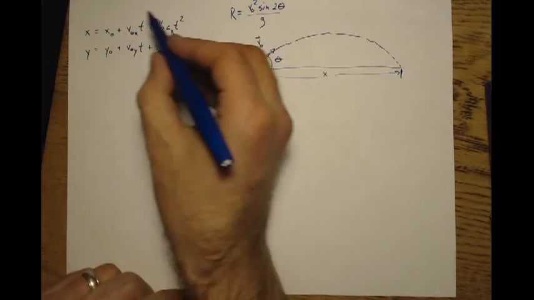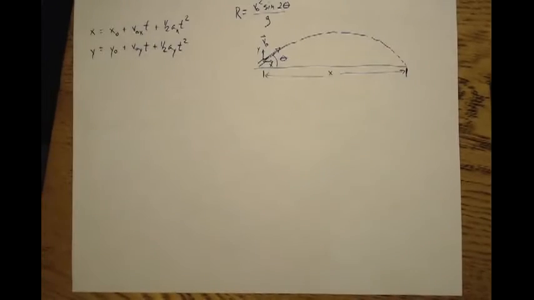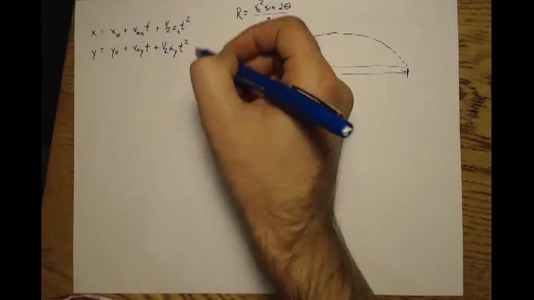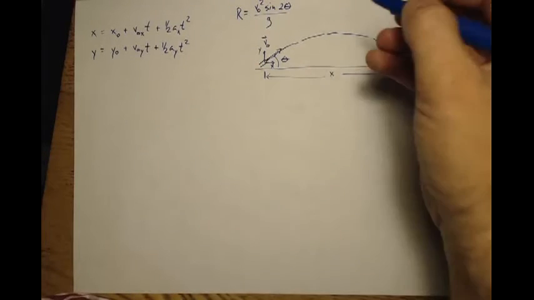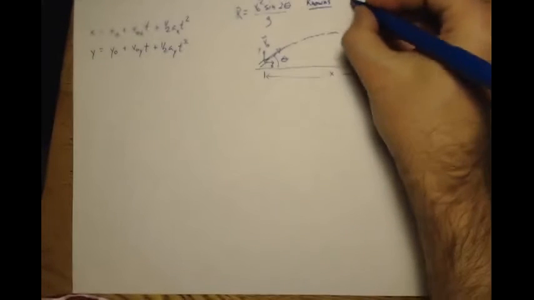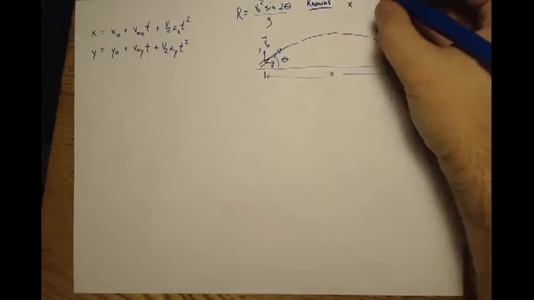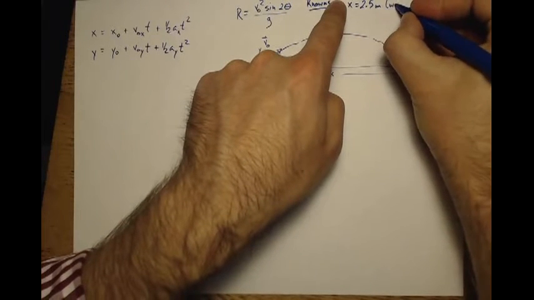So these guys. This is going to give you the position as a function of time for an initial velocity and an initial acceleration. So what I want you to do is write down the beginning equations that you think you'll need. Okay? And now I want you to write down which of these variables you know. You could say knowns, or you could call these givens. So you want your final x position to be 2.5 meters away. And this is what you want to happen.